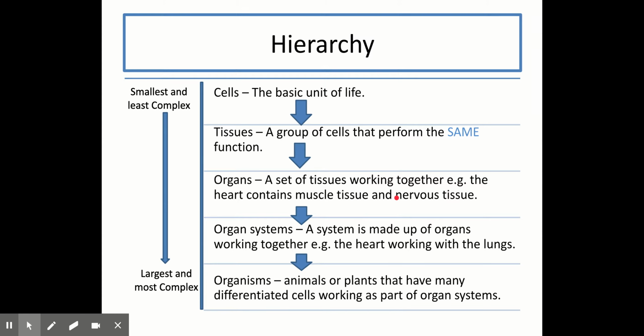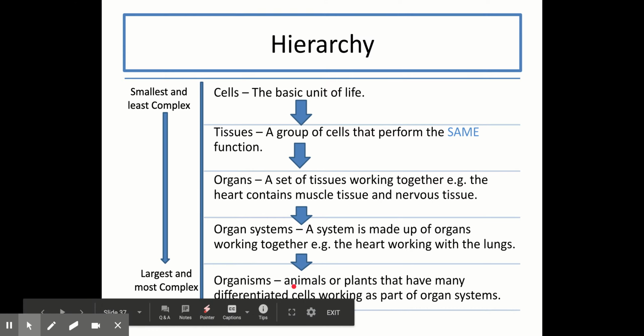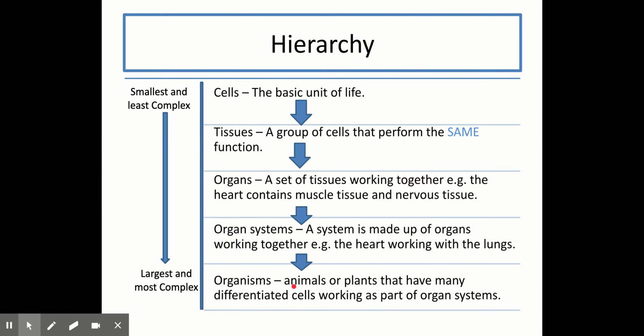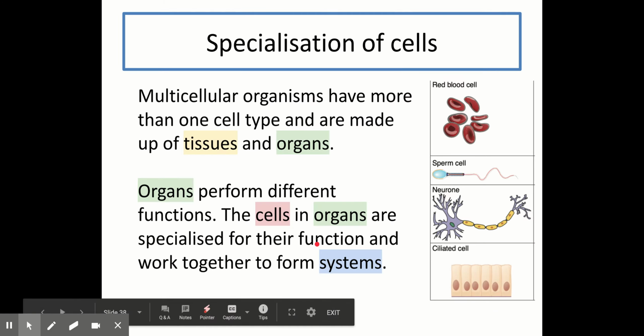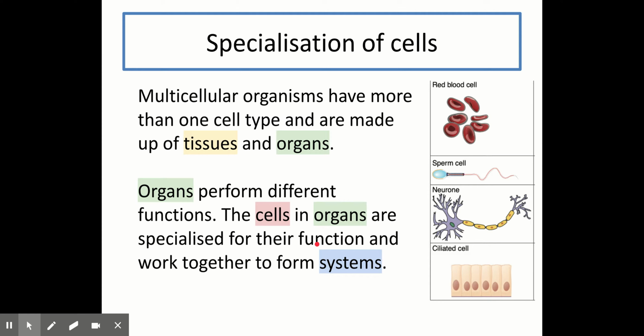So the smallest and least complex at the bottom of this bit here, so cells, moving up through tissues, which is a group of cells that perform the same function working together, to organs, which is a set of tissues working together, to systems, which are groups of organs working together, and finally the most complex is the overall organism, so like us, that is made up of systems, organs, tissues, and cells all working together. So multicellular organisms are organisms like us that are made up of many cell types, tissues, and organs.